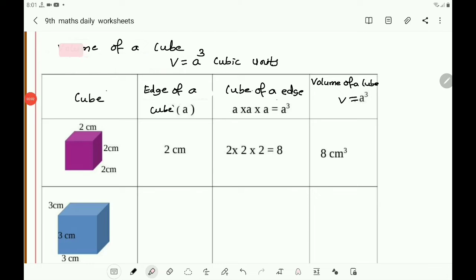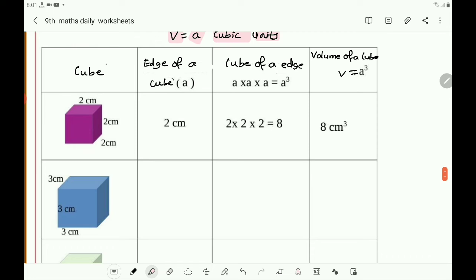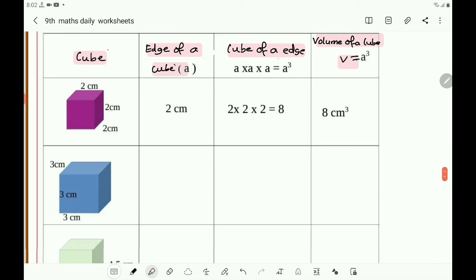Next you take volume of a cube. What is the formula to find the volume of a cube? V equals a cube cubic units. Here a is the edge, and with the given edge find the volume of the cube. Here the cubes are given and the edge of a cube is given, and take the cube of the edge, then the volume of the cube. So you take here a equals 2 centimeter.